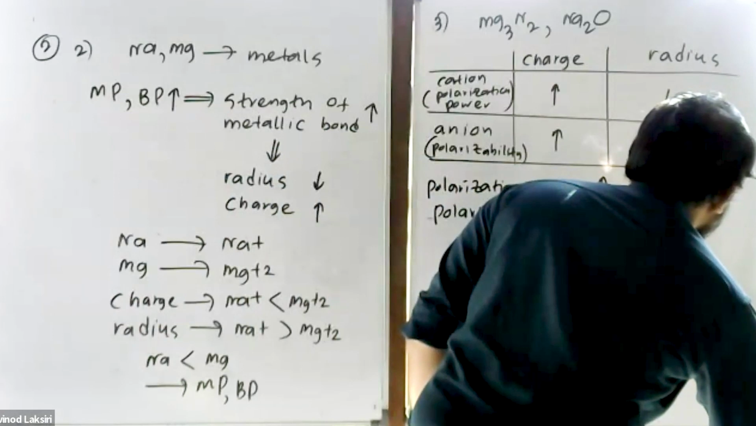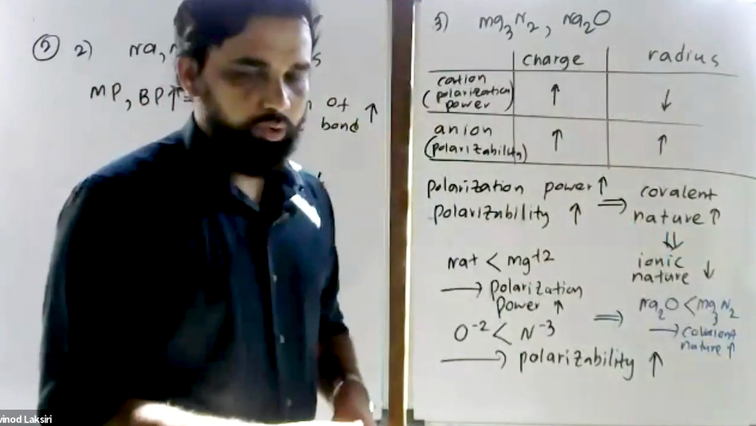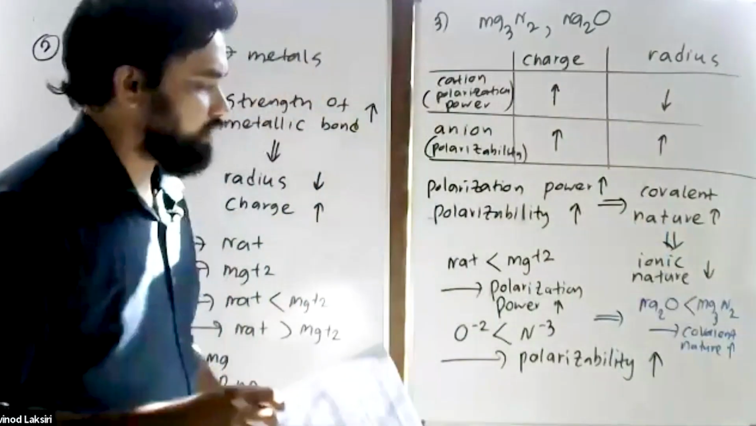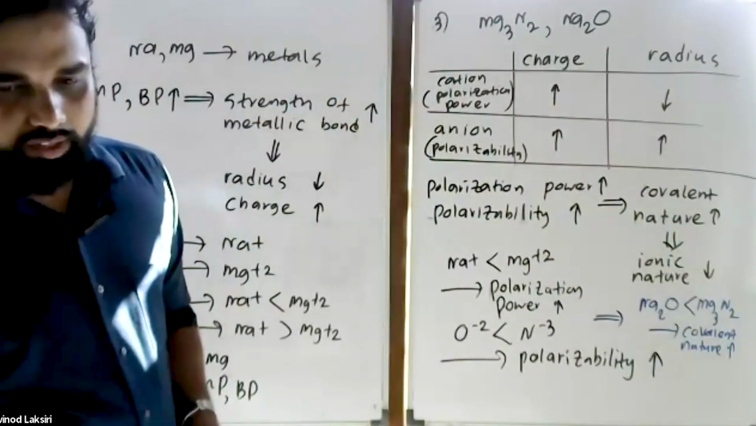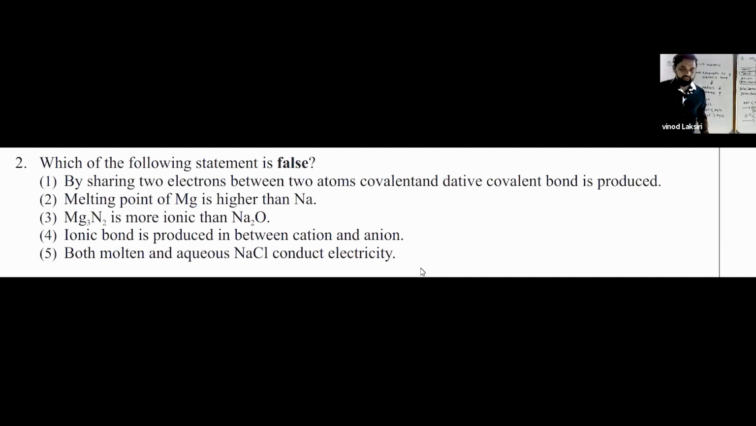Covalent nature increases. Therefore, which one is more ionic? Sodium oxide is more ionic. Right? What is the answer given? Here, the statement is given as: magnesium nitride is more ionic than sodium oxide. Therefore, it is false, right?